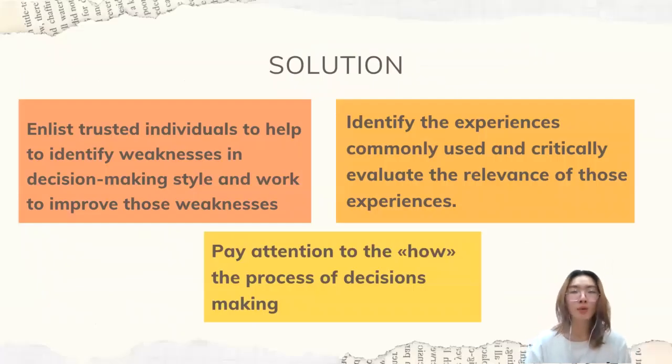So that is where our group came to the conclusion and also the solution. First, the manager should enlist trusted individuals to identify weaknesses in their decision-making style and work to improve those weaknesses. The second is to identify the experiences commonly used and critically evaluate the relevance of those experiences. And third, managers should pay attention to the decision-making process to avoid errors and biases.